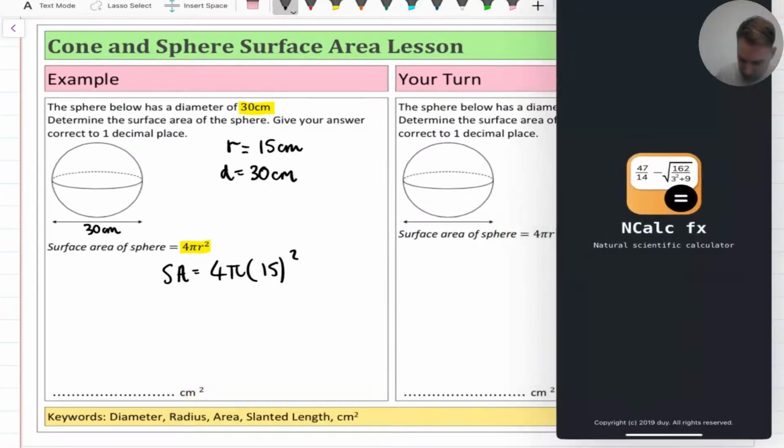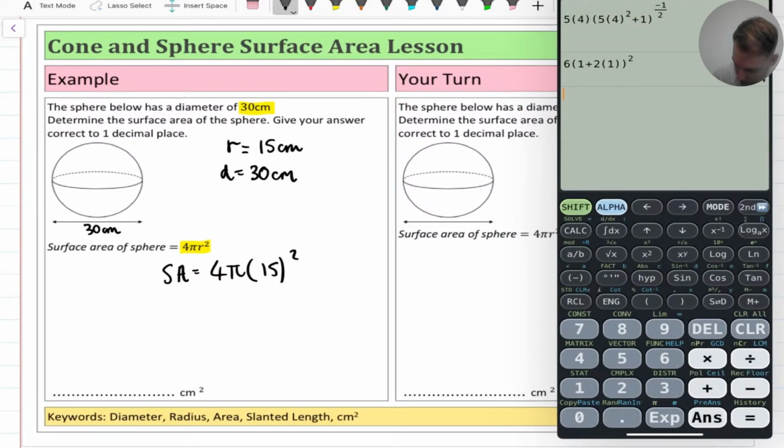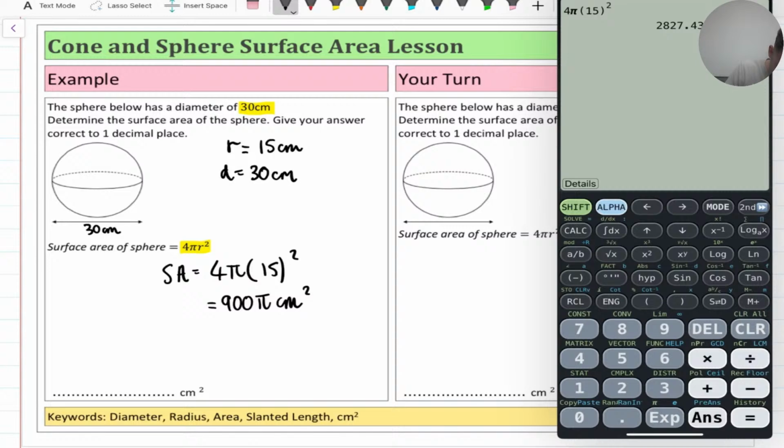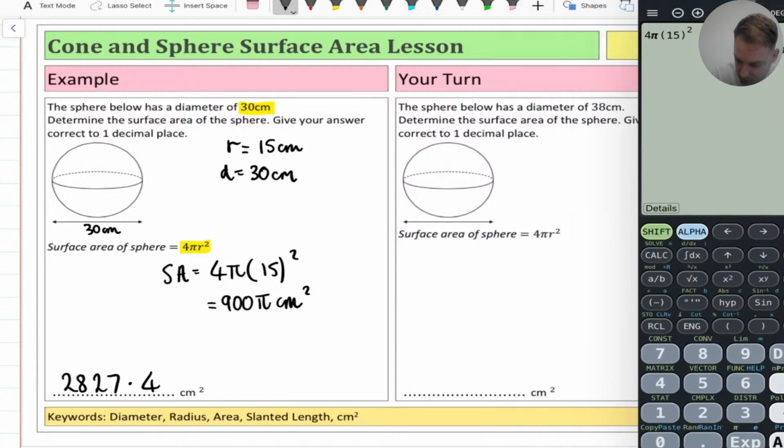So let's type it into my calculator. 4 shift pi times 15 close bracket squared is equal to, in terms of pi, 900 pi centimeters squared. But what are they asking for? One decimal place. So let's change it from S to D to one decimal place. That's going to be 2,827.4 centimeters squared. Nice and easy. Brilliant.